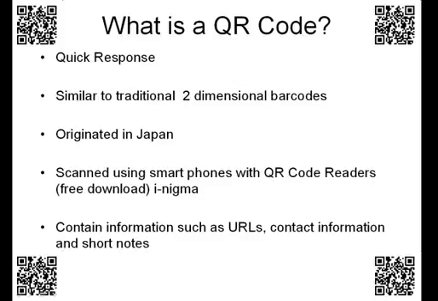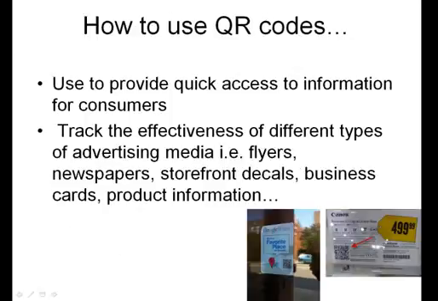QR codes contain information such as URL information, contact information, and short notes. Although you can have QR codes that will have that information separately, you cannot combine those three elements into a single QR code. You would need separate QR codes for each one of those. So how do you use a QR code?